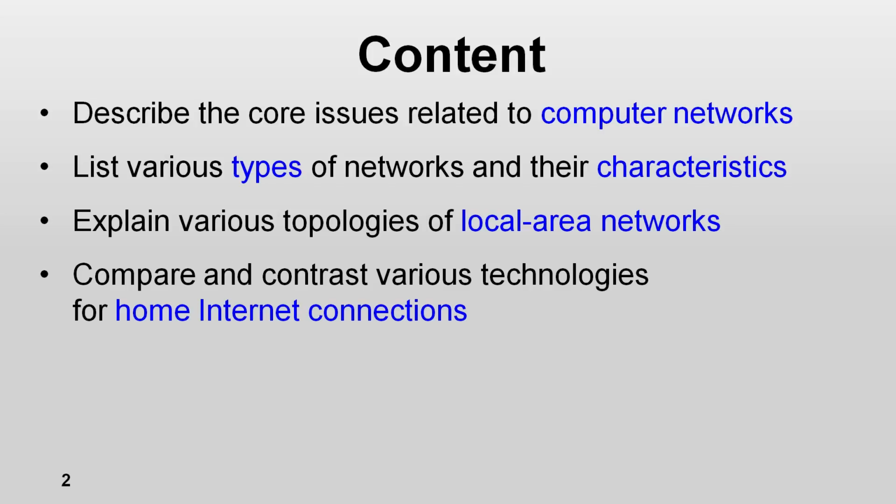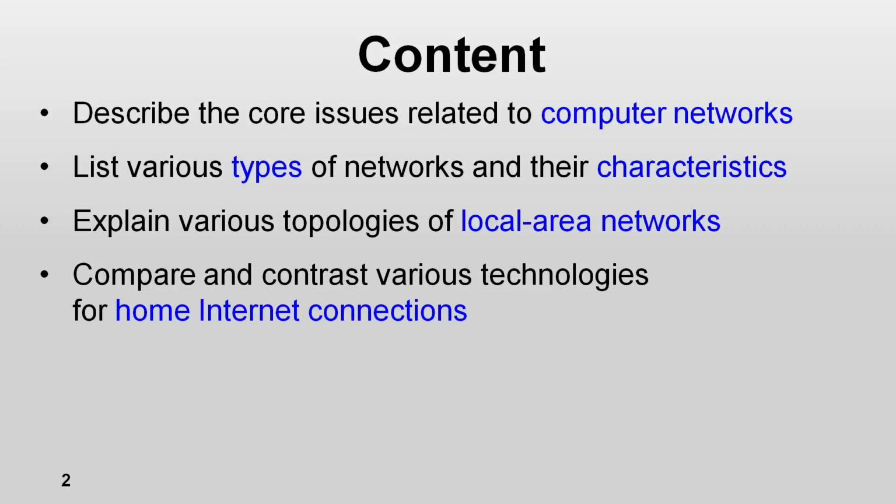So in this presentation we're going to cover networks. This is the basics of networking. We're going to go into more detail on certain elements of this in other videos, but for now let's get on with what we're going to cover in this. So the core issues related to computer networks. What are computer networks? Then we're going to go on to the types of networks and their characteristics and explain the topologies, and topology means the layout, the organization of different parts of devices and end devices in networks.